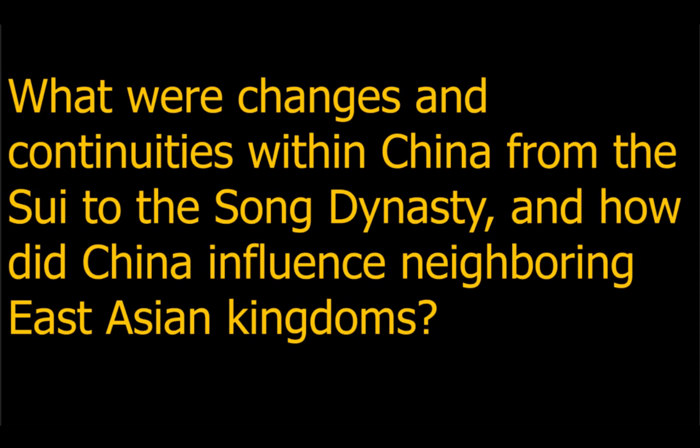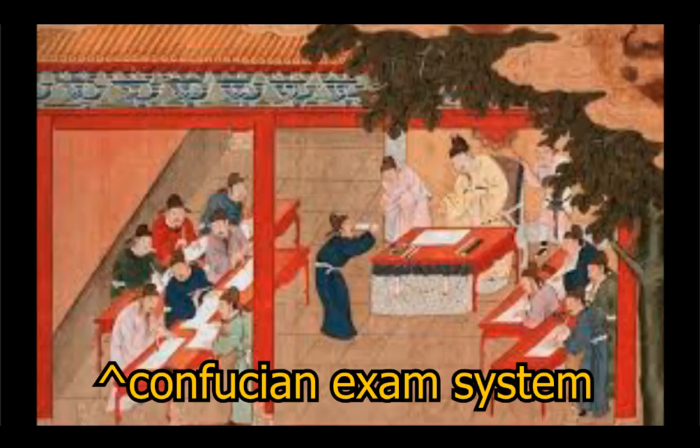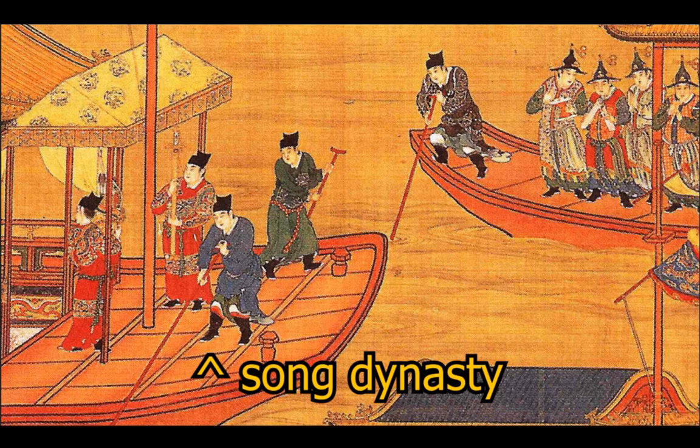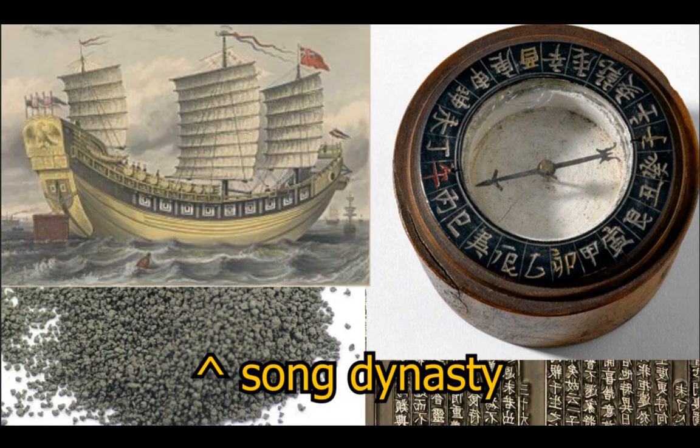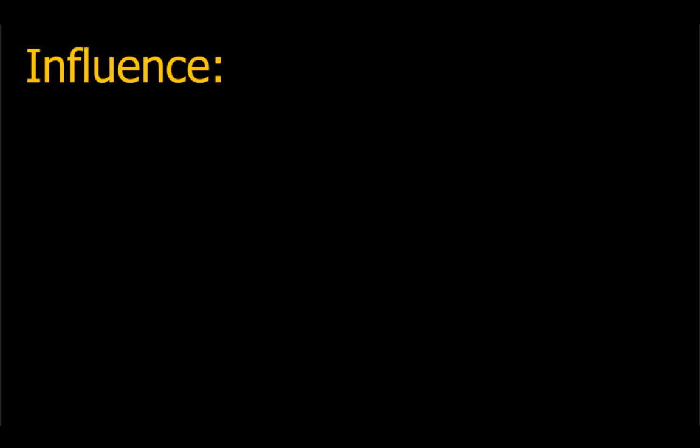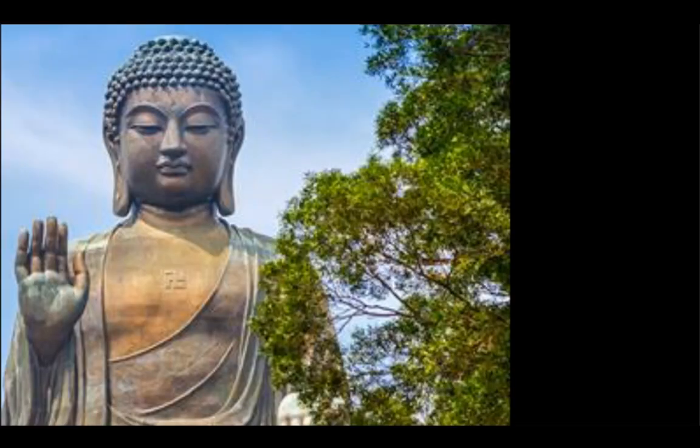What were the changes and continuities within China from the Sui to the Song dynasty, and how did China influence neighboring East Asian kingdoms? A continuity within China from the Sui and Tang dynasties to the Song dynasty was the Confucian ideal of merit-based bureaucracy. One change from the Sui and Tang dynasties was the increased focus on trade that occurred in the Song dynasty, as well as technological innovations. China influenced other East Asian kingdoms in terms of their culture, religious practices, and writing systems.